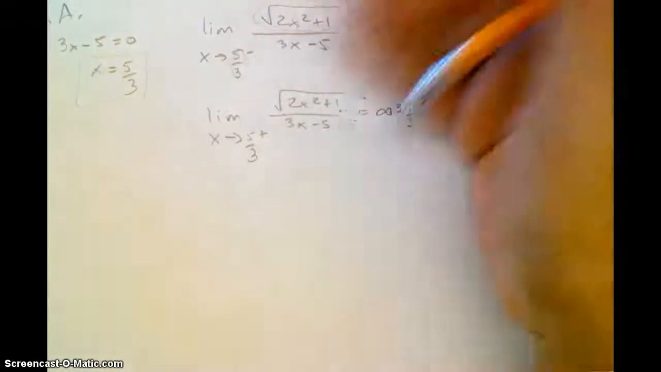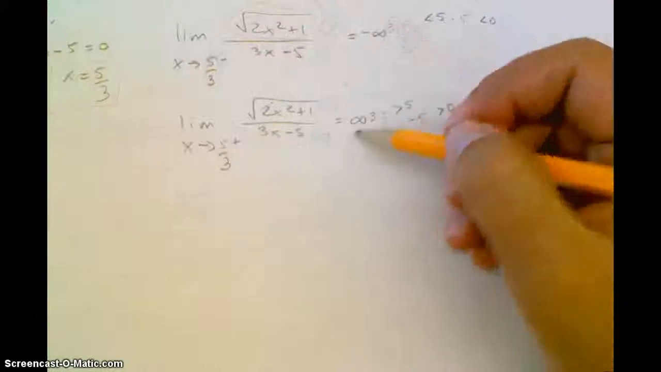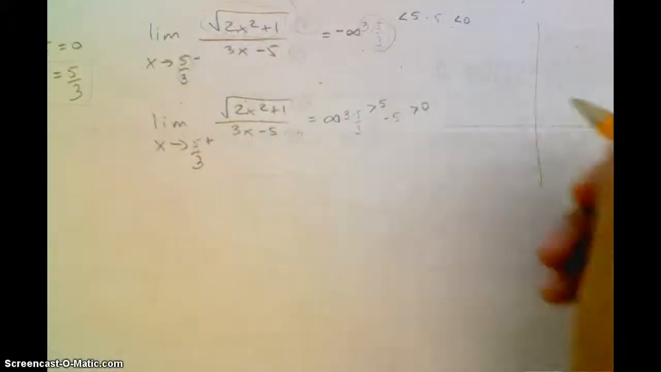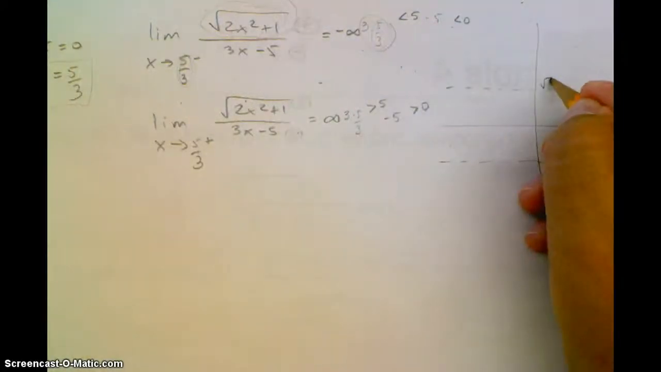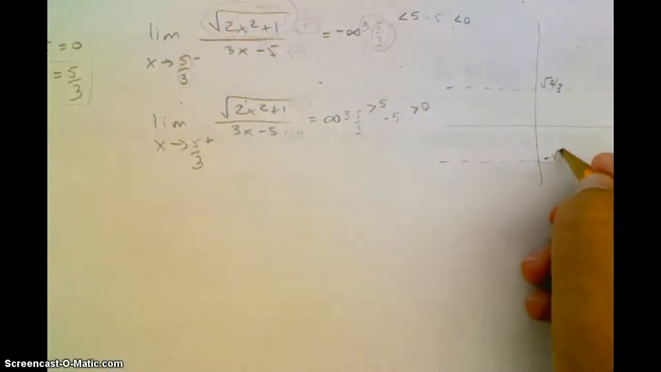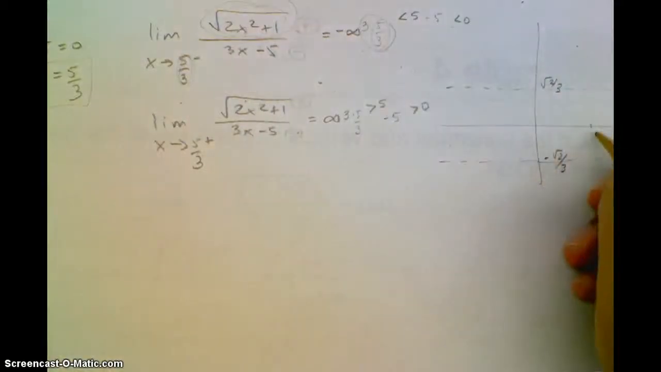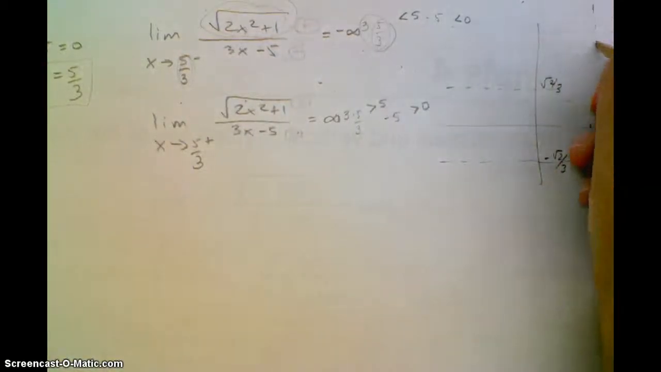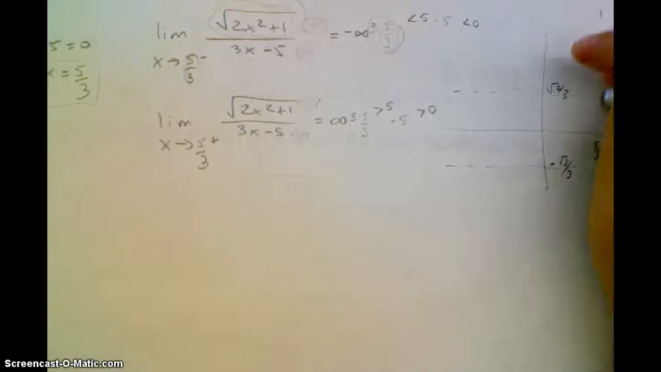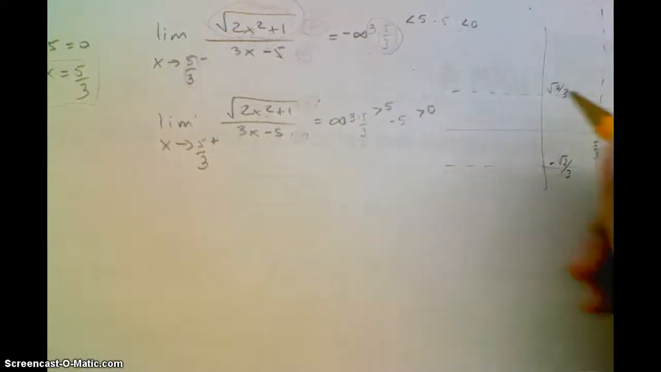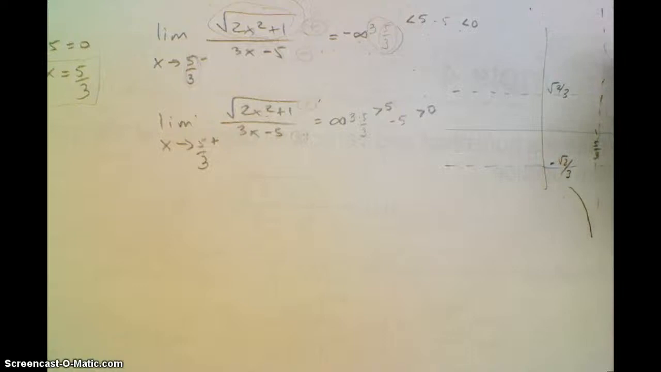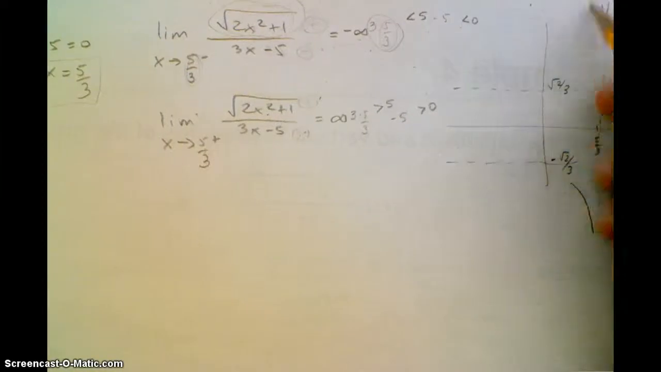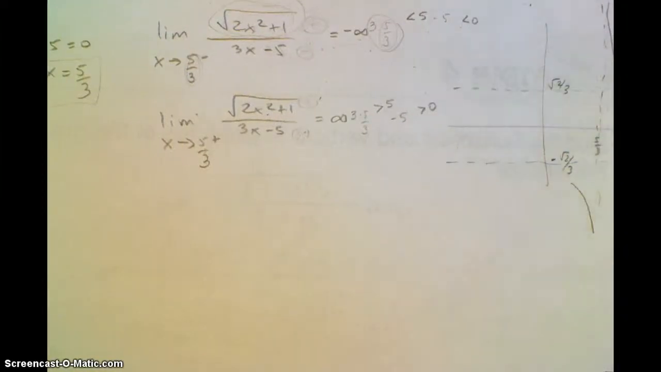So now I know that this is a vertical asymptote, and not only that, but I know how the function behaves around it. So I have horizontal asymptotes at rad 2 over 3 and at negative rad 2 over 3, and at 5/3 I know the function has a vertical asymptote. I know that it approaches negative infinity from the left, so it goes like this, and then to the right of 5/3 it goes like that. So I know how this graph sort of behaves around that asymptote.